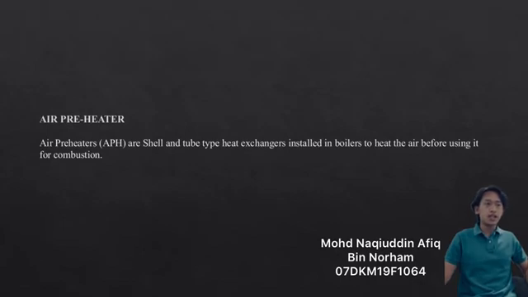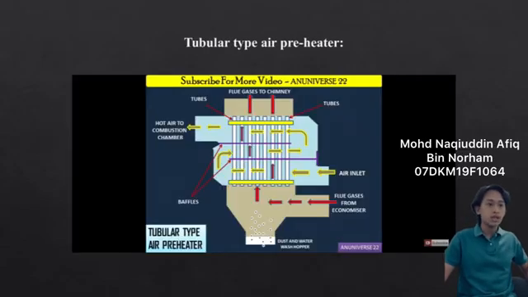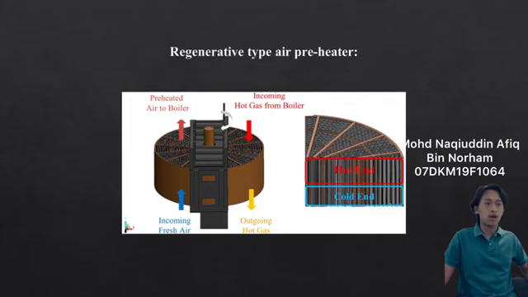APH, a shell and tube type heat exchanger installed in boilers to heat the air before using it for combustion. The main function of an air preheater is to extract excess heat from the flue gas in the boiler. The air preheater is actually a heat exchanger located at the exit of the flue gas duct in the steam boiler. Types of air preheater: tubular type air preheater, regenerative type air preheater.